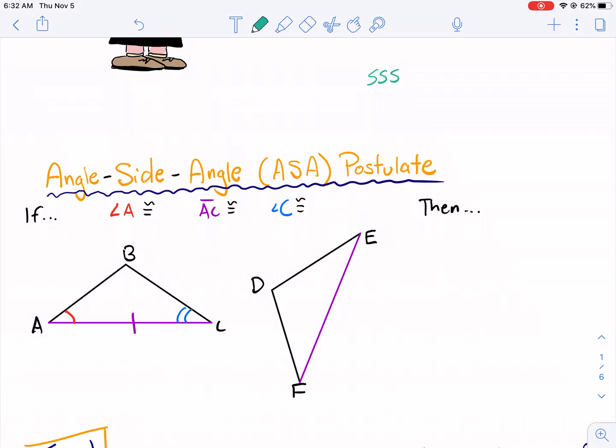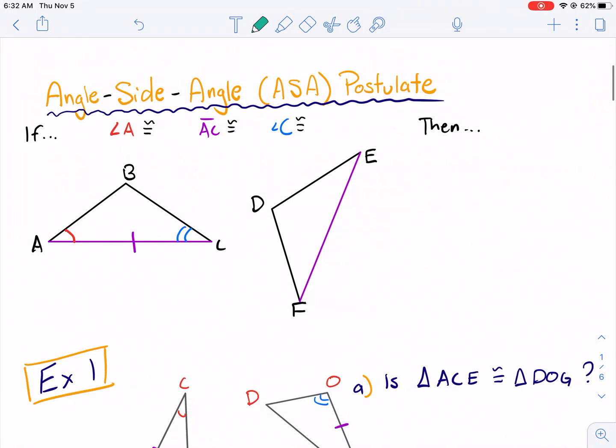SSS we learned was side, side, side. We also learned about SAS, side, angle, side. Anytime we have an S, it stands for side. Anytime we have an A, it stands for angle. Therefore, ASA is angle, side, angle.